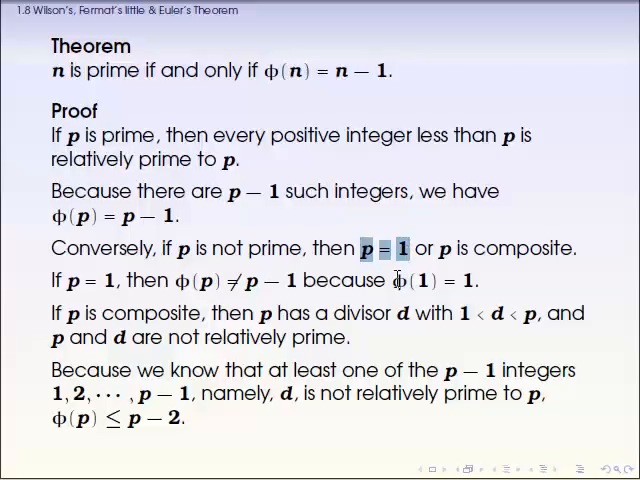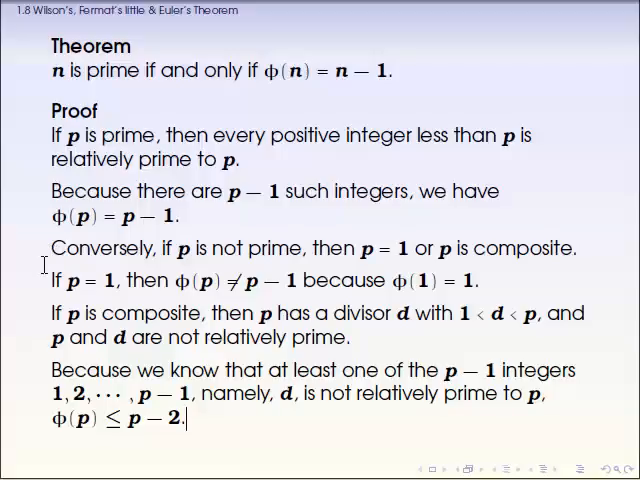So if p equals 1, phi of 1 is 1. That's clear. But starting from 2, 2 is not relatively prime with 2 itself, right? So the possible number of integers which are relatively prime with n is n minus 1, right? So n minus 1 is the possible maximum number for that, and if phi of p should be less than or equal to p minus 2, then clearly we can claim that phi of p is not equal to n minus 1 or p minus 1 in this case.